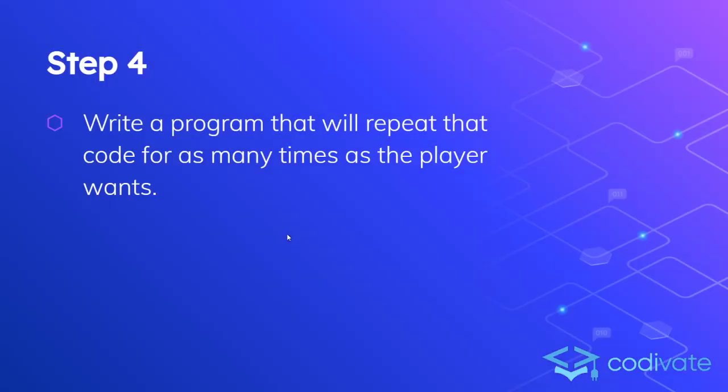The next bit is much simpler. I want you to write a program that will just take all of the code we wrote and just repeat all of it for as many times as the player says. So, what do we need to know in order to run this loop? We need to know the number of times it should run. Therefore, we need to use the ask block and ask the user for a number. So, here's what it looks like.